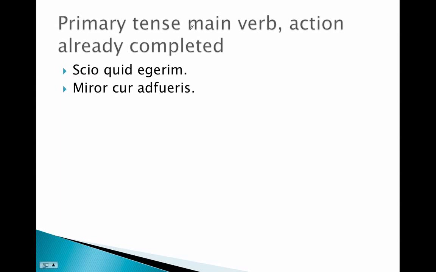Or we could have a primary tense main verb, and the action has already been completed. Scio quid egerim. Remember, these are going to be perfect subjunctive. So I know what I did. Or I wonder, present tense, why you were here, why you were present.